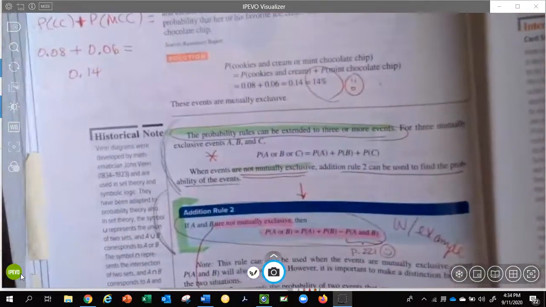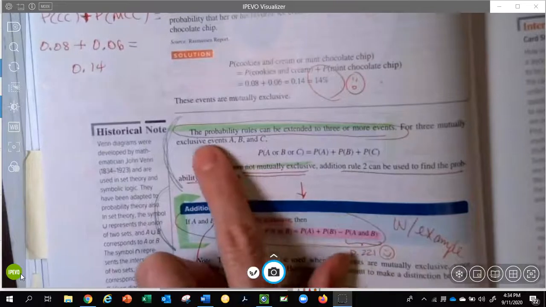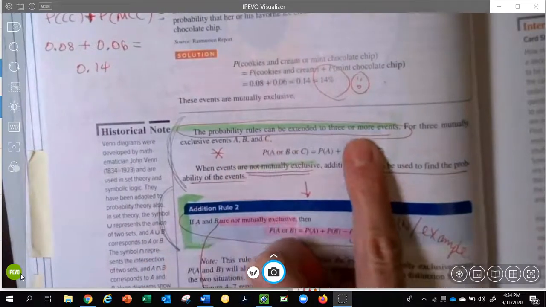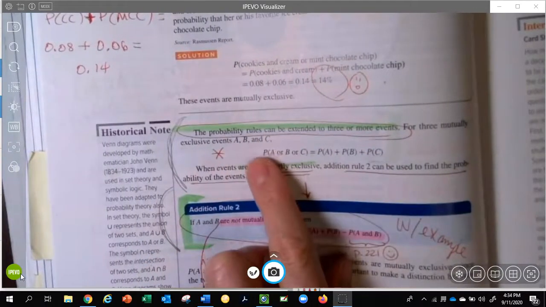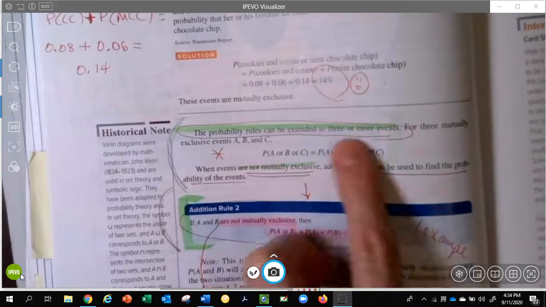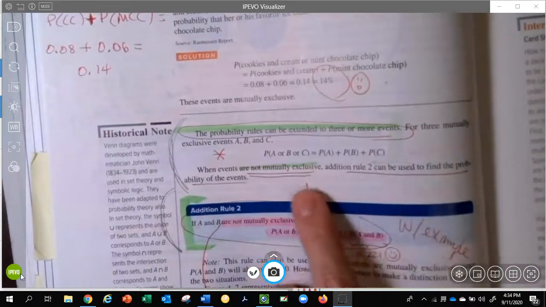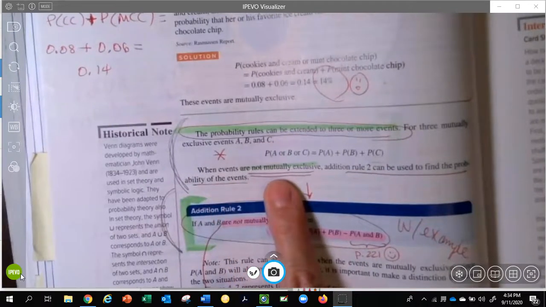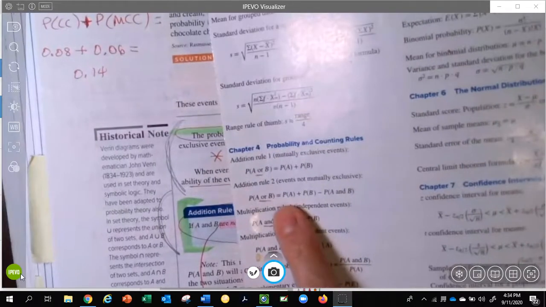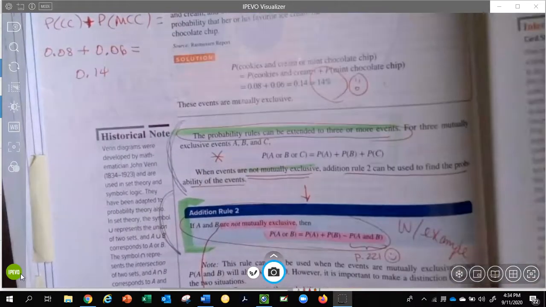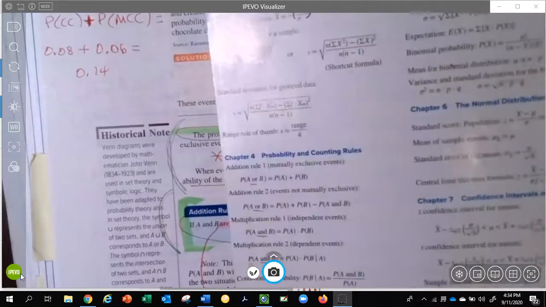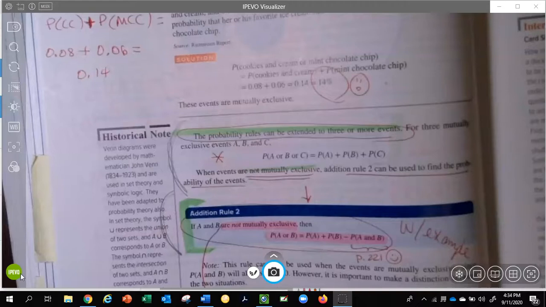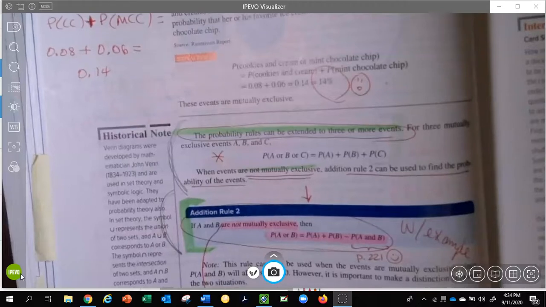I want to go to the next page, which is 212, and point out that these probability rules, the ones that we were just talking about, the Addition Rule 1, can be expanded to 3 or more events. And then it moves on to say when events are not mutually exclusive, then we're going to go pick up Addition Rule 2. That is here in your book. It is here on your formula card. Both of these need to make really concrete sense to you.